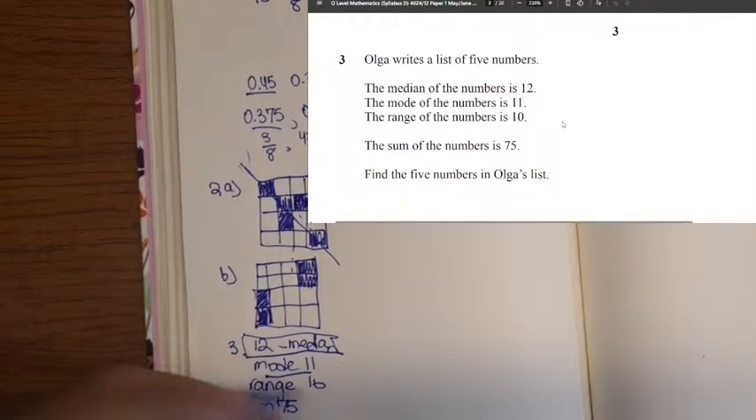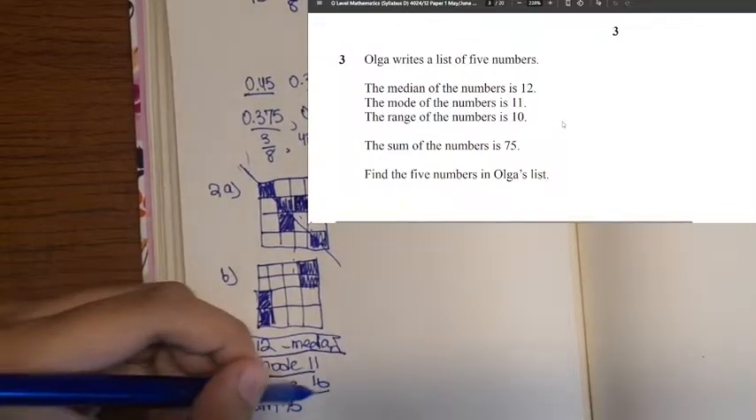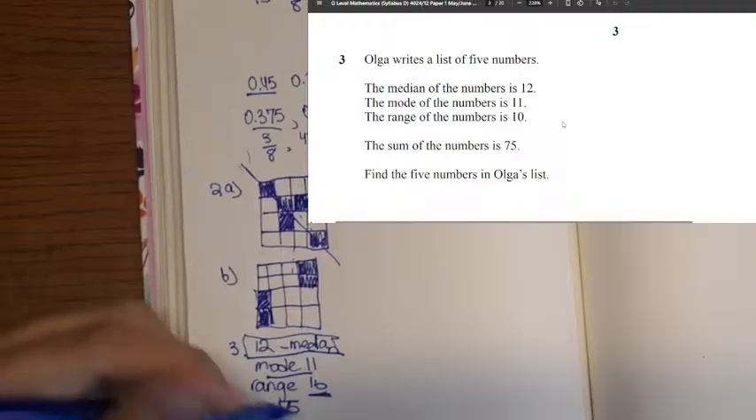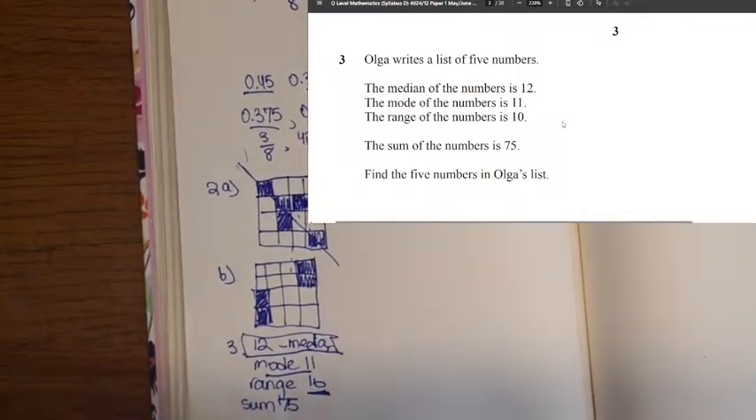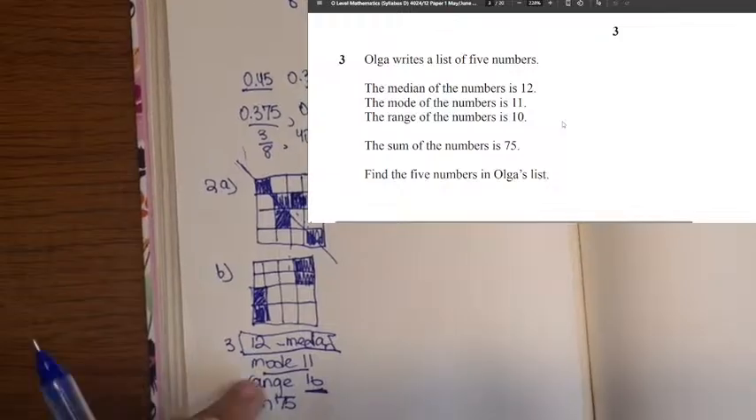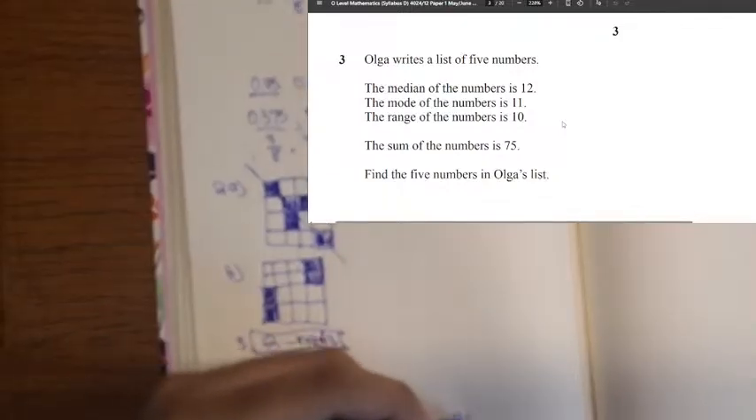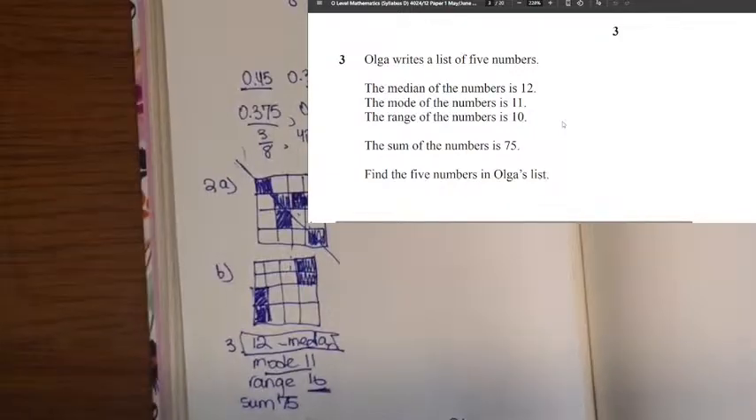So now we've figured out a good amount of numbers. They're also telling us that the range is 10. If the range is 10, that means that the difference between the greatest number and the smallest number is 10. So if the smallest number is 11, the greatest number would be 11 plus 10, so 21. And now you can check that 21 minus 11 and the range is indeed 10.